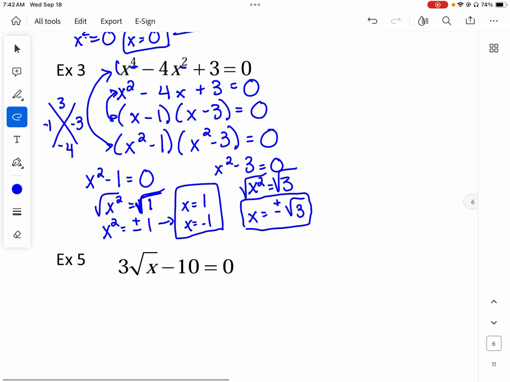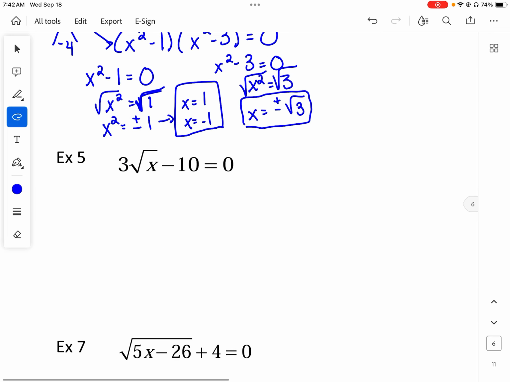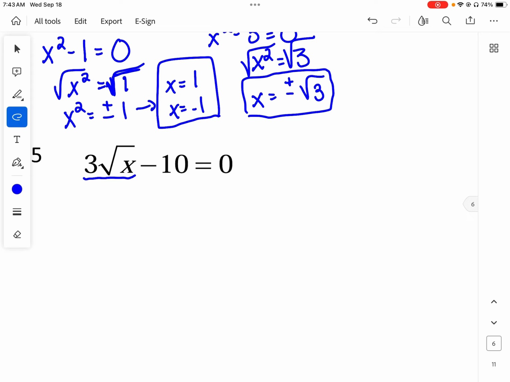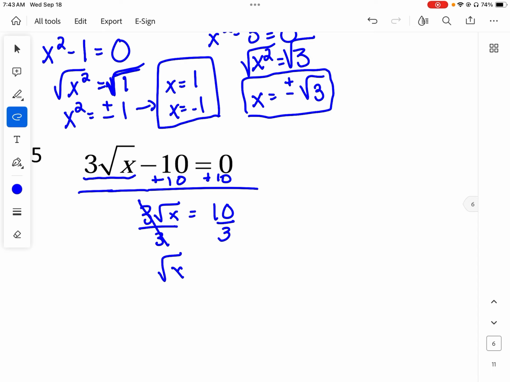Okay, let's look at this next one. We have some square roots, or we have 3 square root of x minus 10 equals 0. So anytime you are getting rid of a square root or a squared, you have to get that term all alone. So I'm going to start by moving the 10 over to the other side. So 3 square root of x equals 10. Then I'm going to go ahead and divide by 3. Square root of x equals 10 over 3.